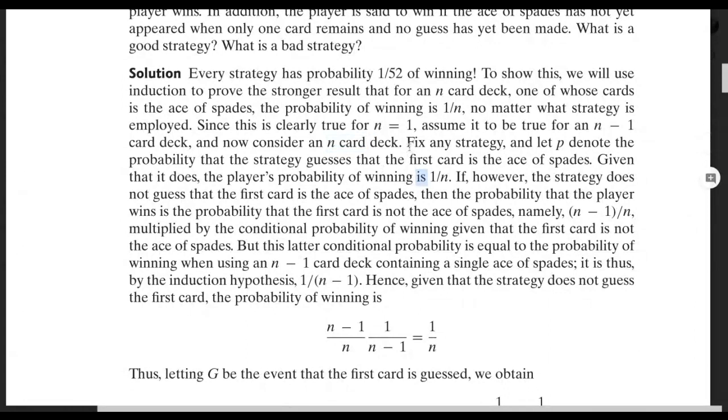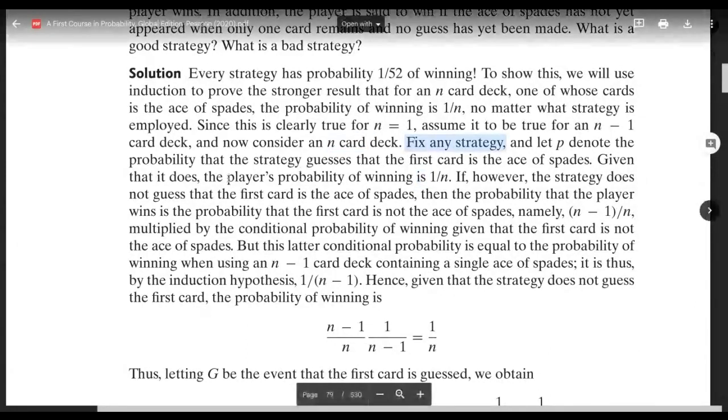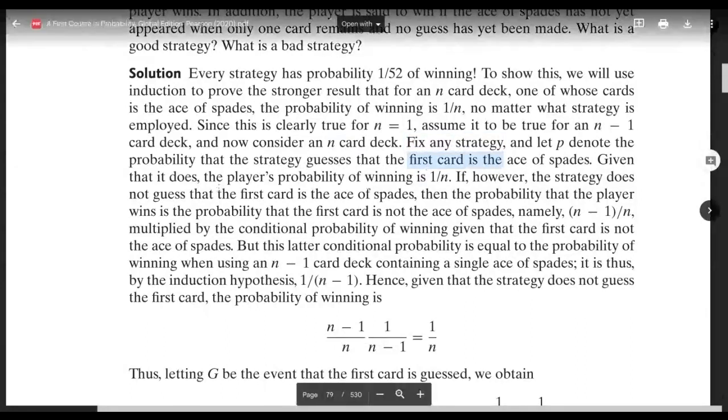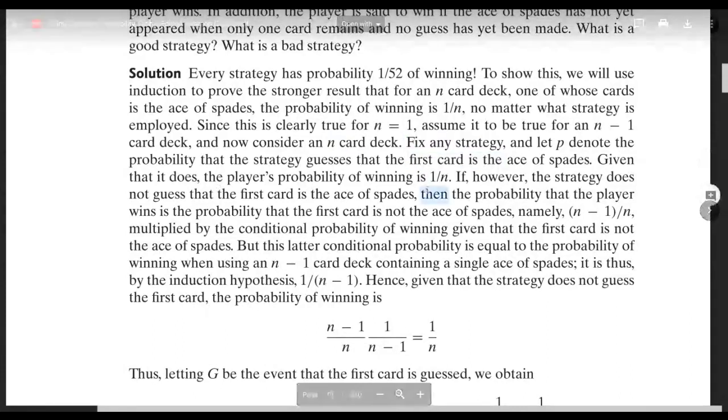We can fix any strategy and let P denote the probability that the strategy guesses that the first card is the ace of spades. Given that it does, the player's probability of winning is 1 over n. If, however, the strategy does not guess that the first card is the ace of spades, then the probability that the player wins is the probability that the first card is not the ace of spades, namely n-1 divided by n. So the rest is n-1 cards.